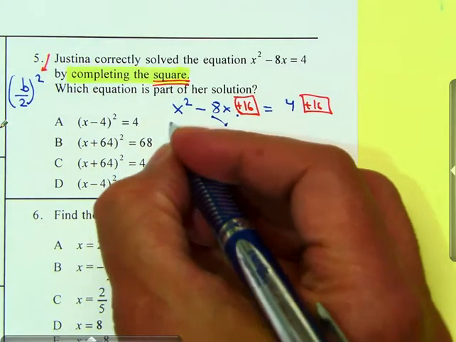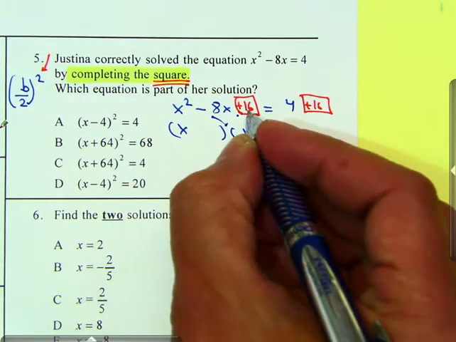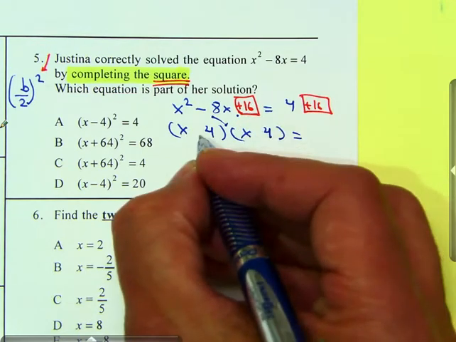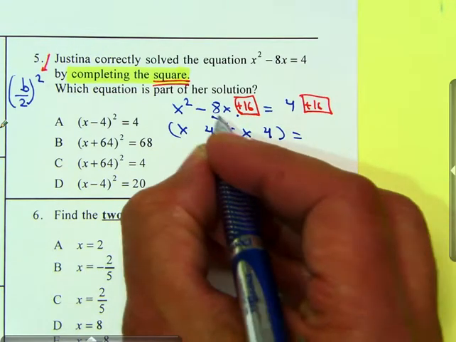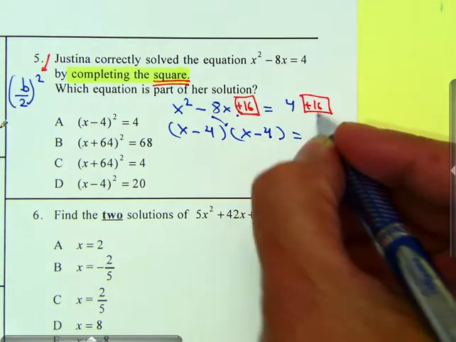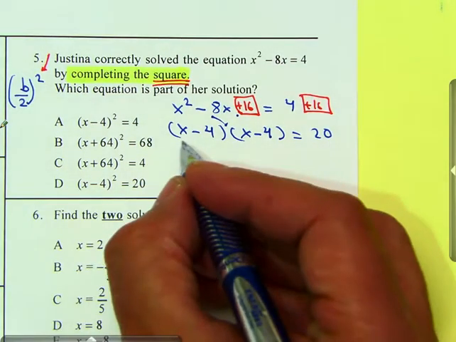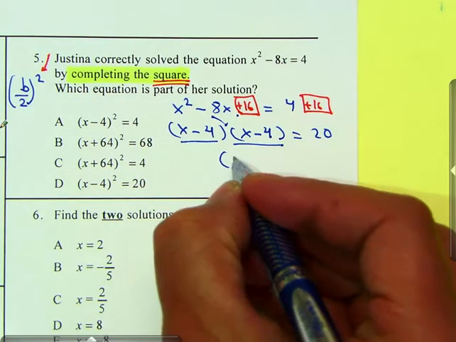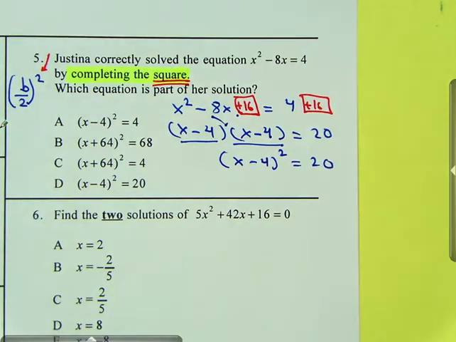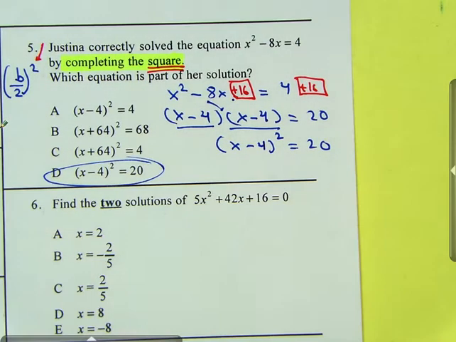I'm not going to factor the left-hand side. Factors of x squared gives me x and x. Factors of 16 will be 4 and 4. That's a positive 16, so they need to have the same signs. They need to add up to a negative 8, so they both should be negative. Equals 20. They will always be the same, so I can rewrite it as x minus 4 squared. So notice that in this case you answer the left in that step, so your answer is D.